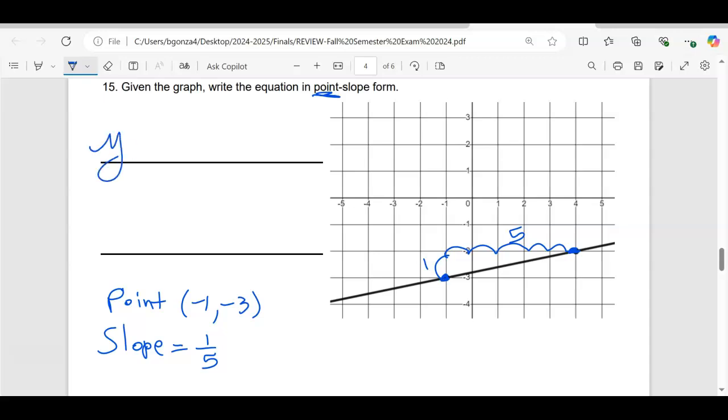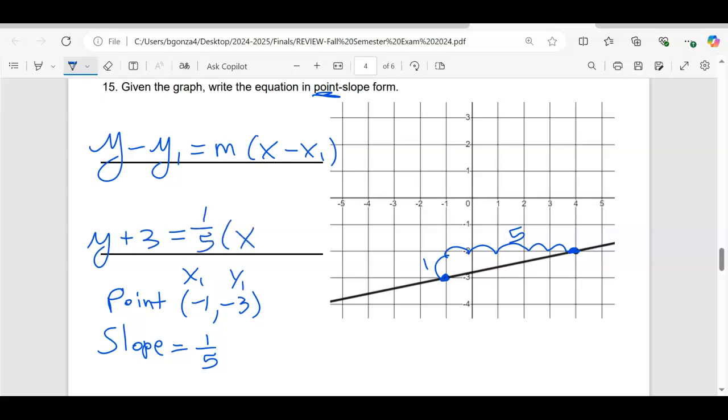So point slope form, remember, is y minus y1 equals m times x minus x1. So it's going to be y minus y1, which is -3, so plus 3, because minus -3 turns into a plus. m is 1 over 5. x, and then minus -1 is going to be a +1. That's it. It says just to write it in point slope form, so it's going to stay in this form.